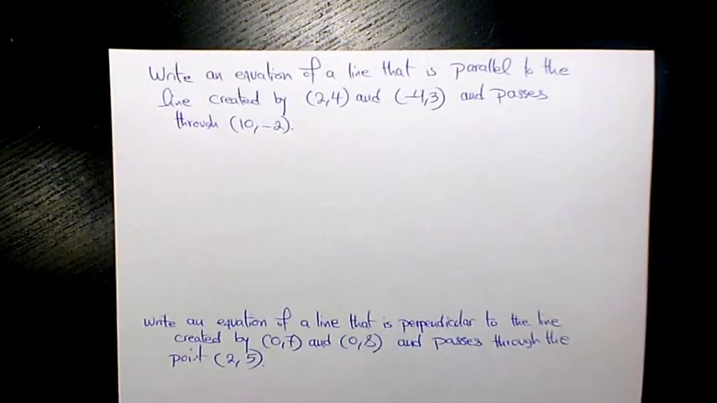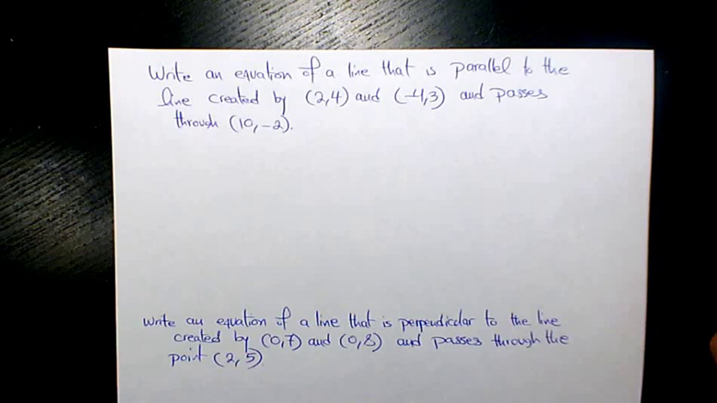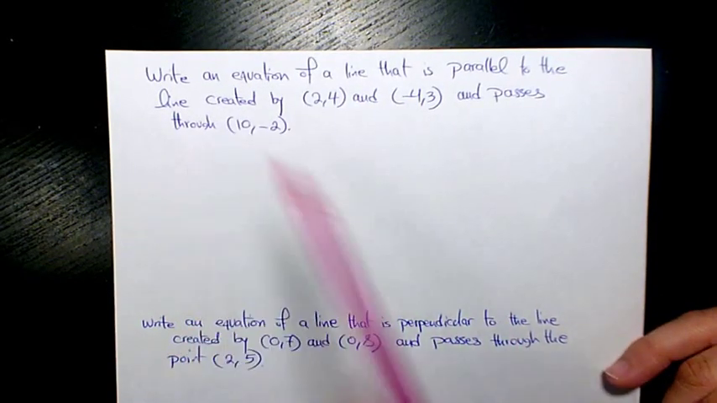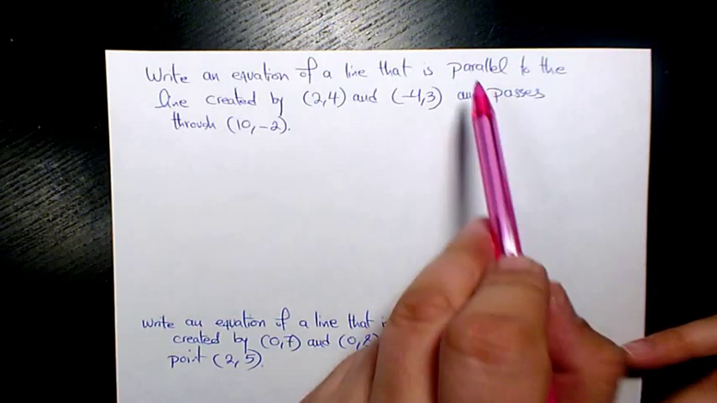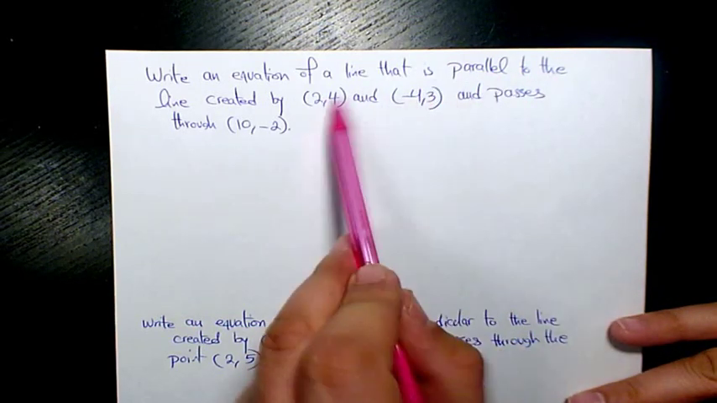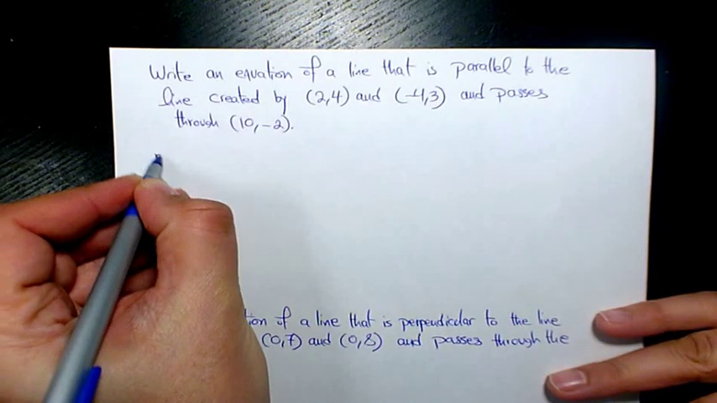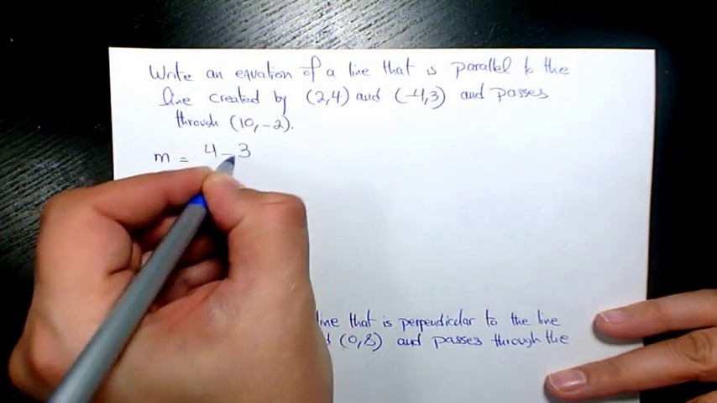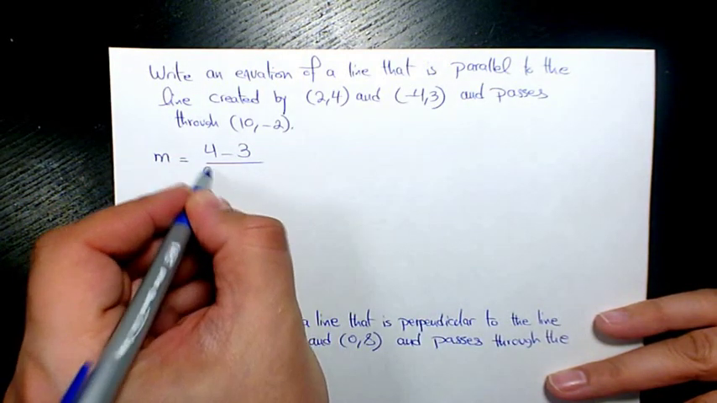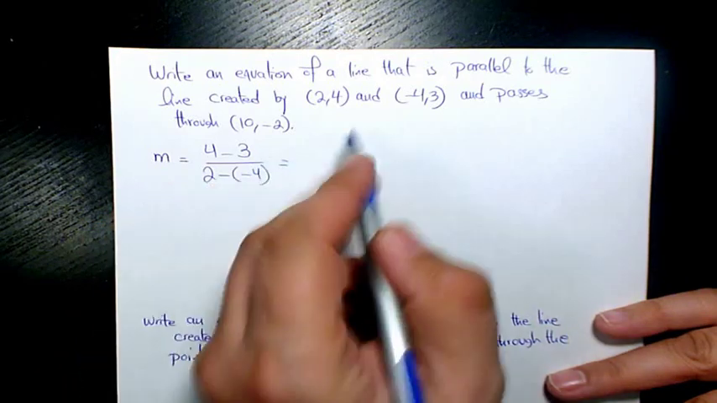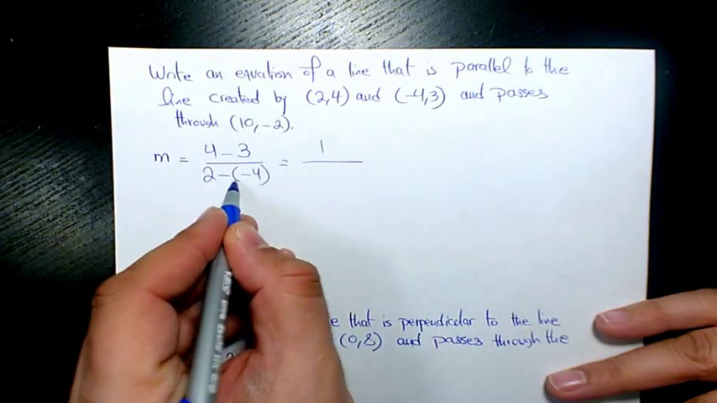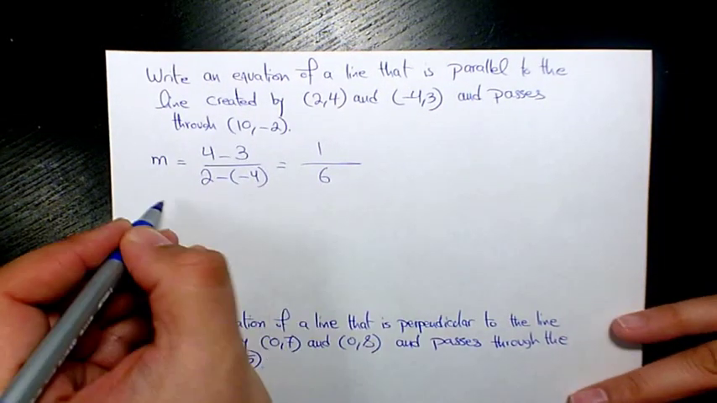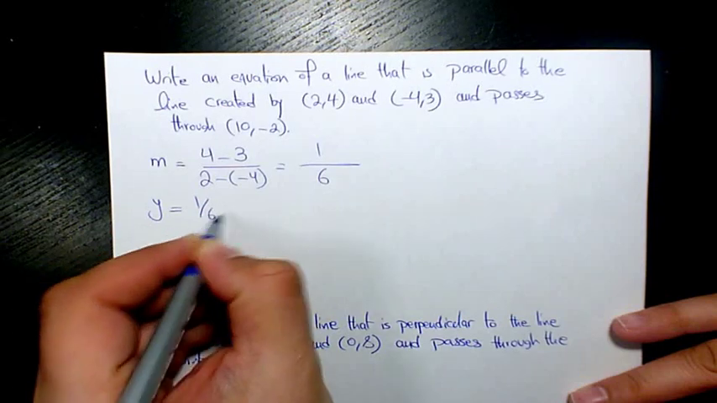This example says write an equation of a line that is parallel to the line created by these two points and passes through the point (10, -2). It has to be parallel to the line passing through these two points, so they have to have the same slope. Let's find the slope: the difference of y's divided by the difference of x's, which is 1 over 2 minus -4, which is 2 plus 4, which is 6. So the equation is going to be y equals 1 over 6x plus b.